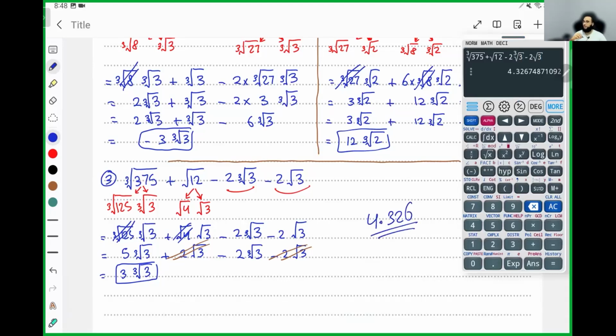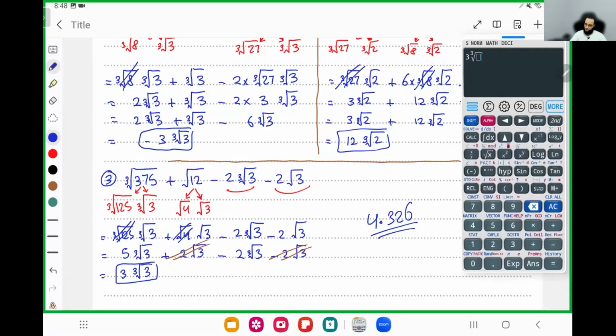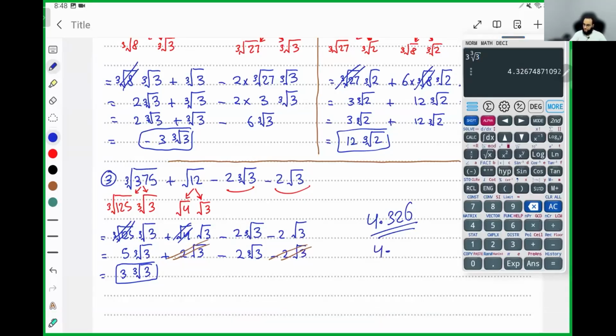Look, it's on the calculator, 4.326. You want to check your answer. Write this part in the calculator also: 3 shift square root 3. Is it the same decimal? Yes, it's the same decimal, so you are correct.